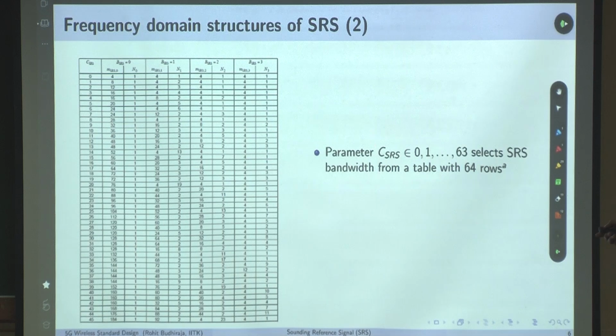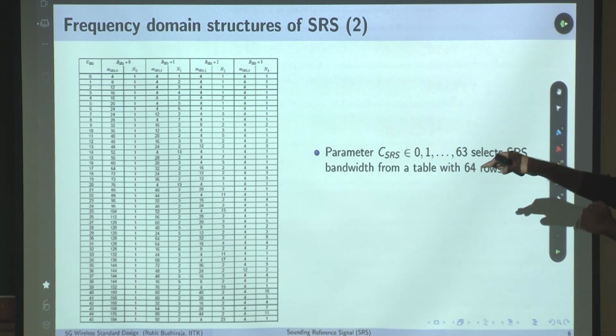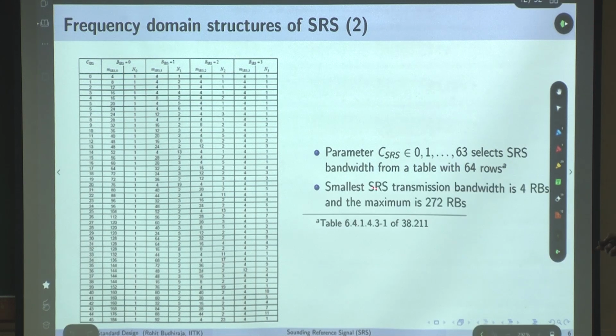Now what it shows here is, the first column is difficult to read here, but this is CSRS. This parameter CSRS will run from 0 to 63 because the table has 64 rows, and it selects the SRS bandwidth from the table. So this parameter will select the SRS bandwidth over which the SRS needs to be transmitted. The smallest SRS transmission bandwidth is 4 RBs.